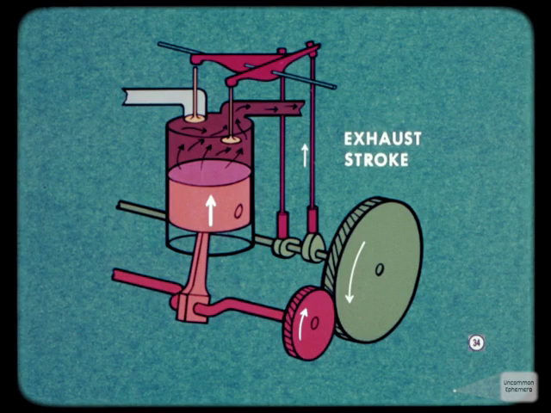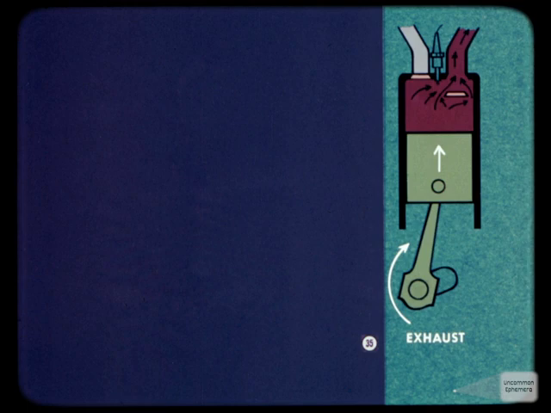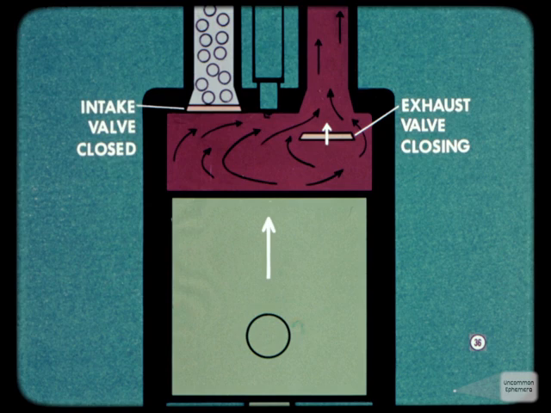After the end of the power stroke, when the piston starts upward again, the exhaust valve opens to let out the burned gases. During the exhaust stroke, the upward motion of the piston pushes out all the burned gases. As the piston reaches the top of the cylinder, the exhaust gases will be completely expelled. The exhaust valve will close all the way, and the cylinder will be ready for a new 4-stroke cycle of intake, compression, power, and exhaust.